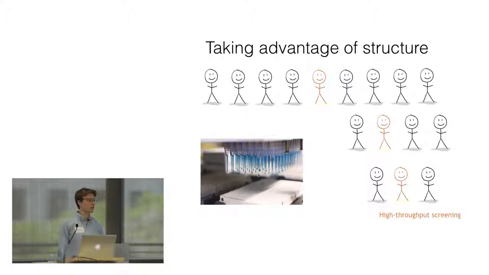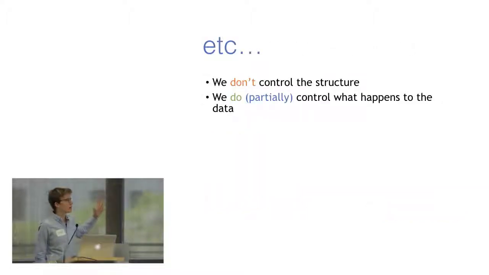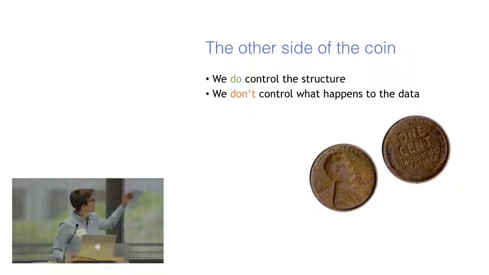We're all really familiar with seeing these examples at the beginning of talks, right? But the main point here is that we don't control this structure, but we do partially control what happens to the data. We can control how we process it, how we measure it, what algorithms we run on it, stuff like that. What I want to talk about now is, let's take this problem, where we don't control the structure but do control what happens to it, and flip it around. Let's look at the other side of the coin. Suppose, just for fun, that we do control the structure, but we don't control what happens to the data. What does that mean?